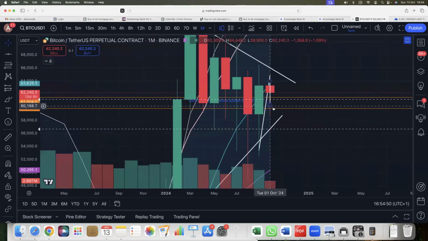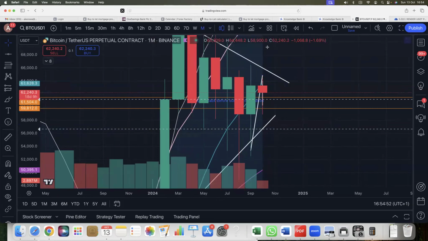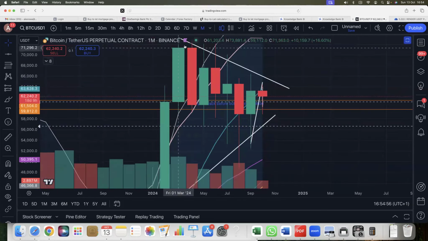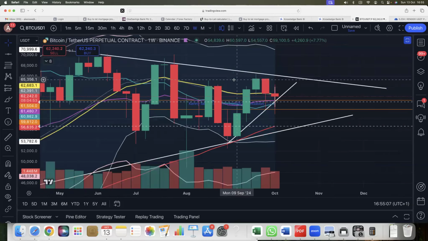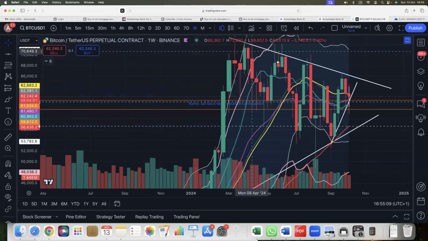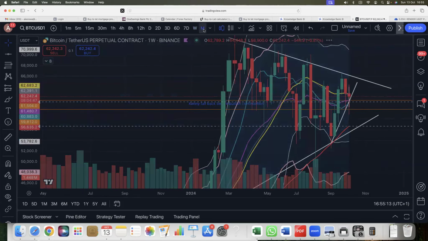So Bitcoin is on the monthly chart. I've got this trend line here. If I'm supposed to cut it on the monthly, then I'll probably cut it here, cut it there, cut it there. But I've drawn it on a weekly chart, so it's in the right places where it's supposed to be, cutting there, cutting there. So on the weekly chart, it's in the right place.